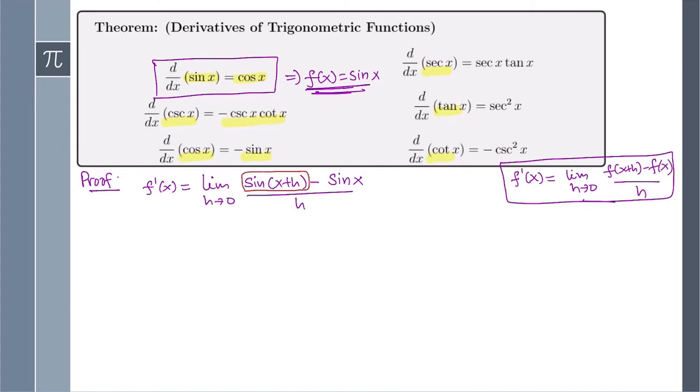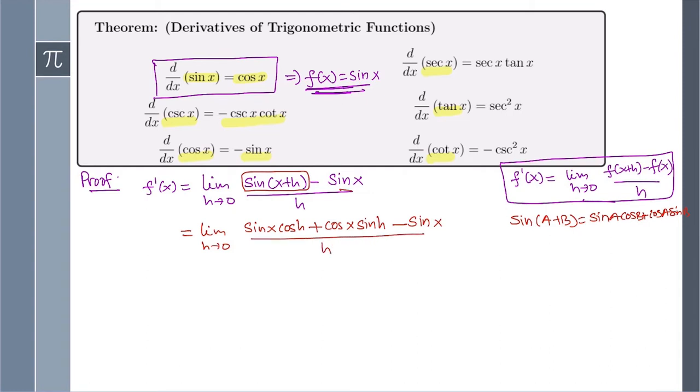So we know this formula from trigonometry: sine of a plus b equals sine a cosine b, sorry, plus cosine a sine b. Okay, so that's what we are going to use here. So this equals the limit as h approaches 0, where sine a means sine x cosine h plus cosine x sine h, minus sine x, which is this second term here, divided by h.